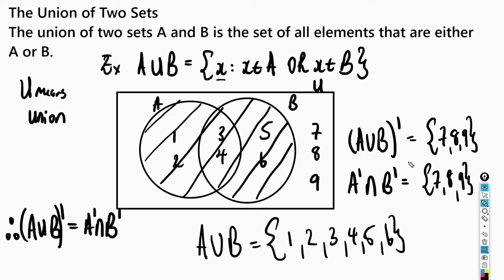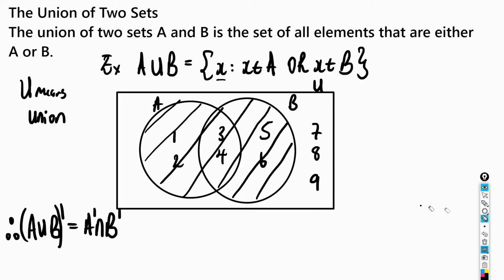All right, guys. So since we know exactly what the union is now, we're going to look at A prime union B prime. Cool? And A prime union B prime would be everything outside of A or everything outside of B. Cool?